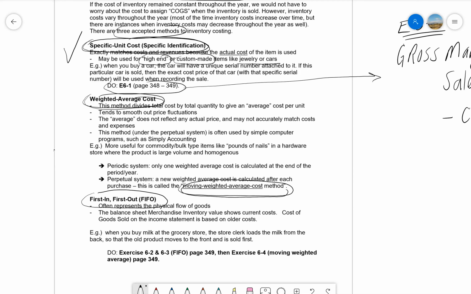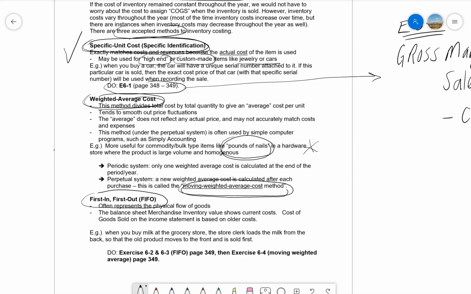So for example, think about nails in a hardware store. If you go to a hardware store, they sell a bunch of different sizes of nails. And so usually in the bin, once the bin starts getting a little bit lower, the employee will maybe fill up the bin with a bunch of new nails, and they're going to be mixing the old and the new nails together. And so they're going to use an average cost for determining the cost of goods sold.